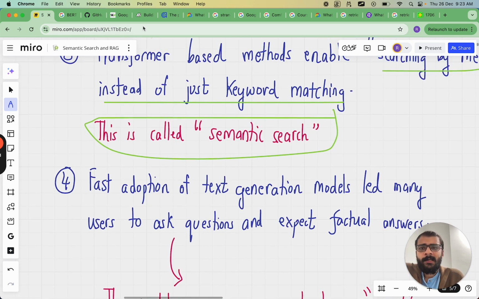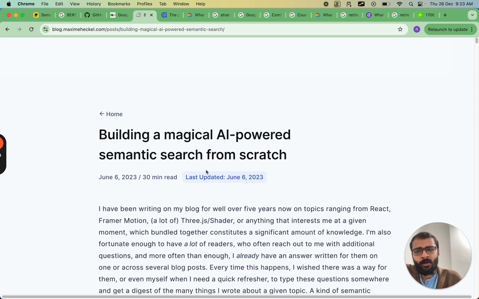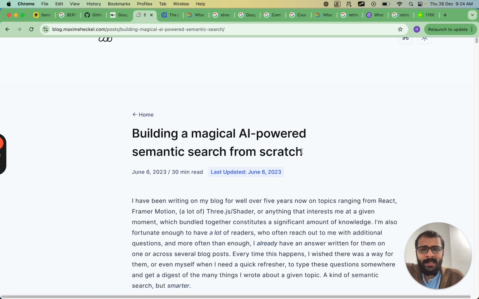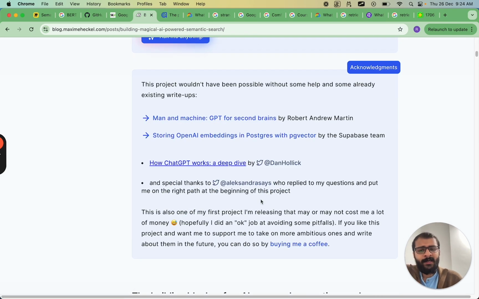So let me just show you what people have been doing with semantic search. Recently, I read a blog about a person who has built an AI-powered semantic search completely from scratch. I'll share the link with this. But semantic search is a really awesome field, and it's powered by BERT.